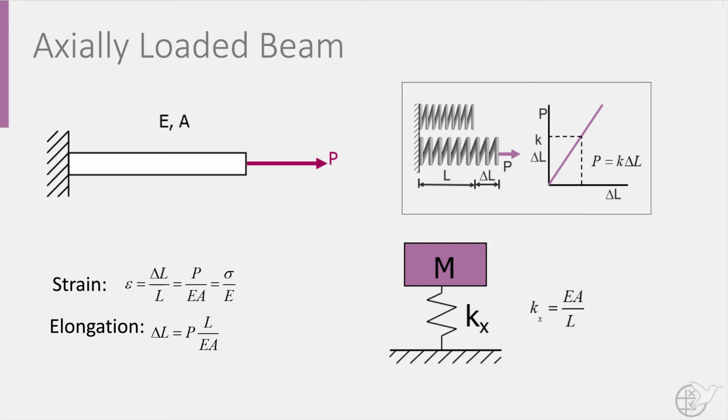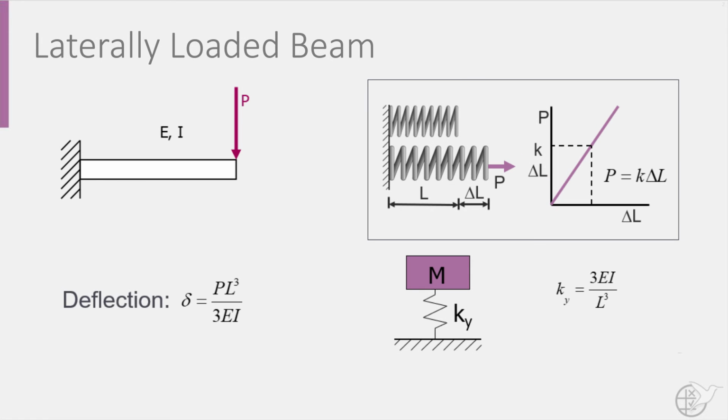If we now look at an axially loaded beam, we know that the spring stiffness K of such a beam is equal to the modulus of elasticity times the cross-sectional area over the length of the beam. Similarly, for a laterally loaded beam, its lateral or bending stiffness is defined as 3 times the bending stiffness EI over the length of the beam cubed, in which E is the modulus of elasticity and I the principal moment of inertia or for bending. This moment of inertia can be seen as the resistance of the geometry or the cross-section against deformation.